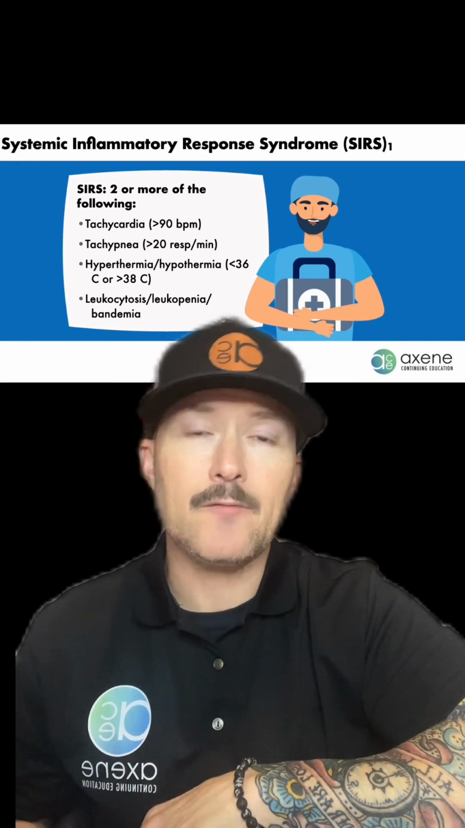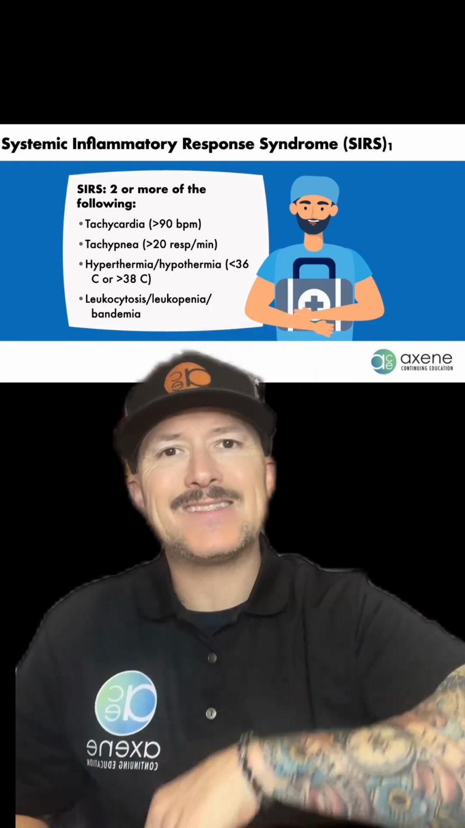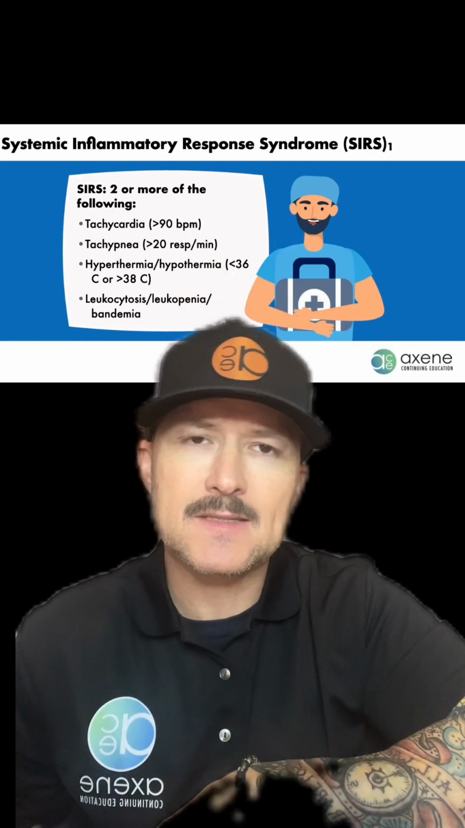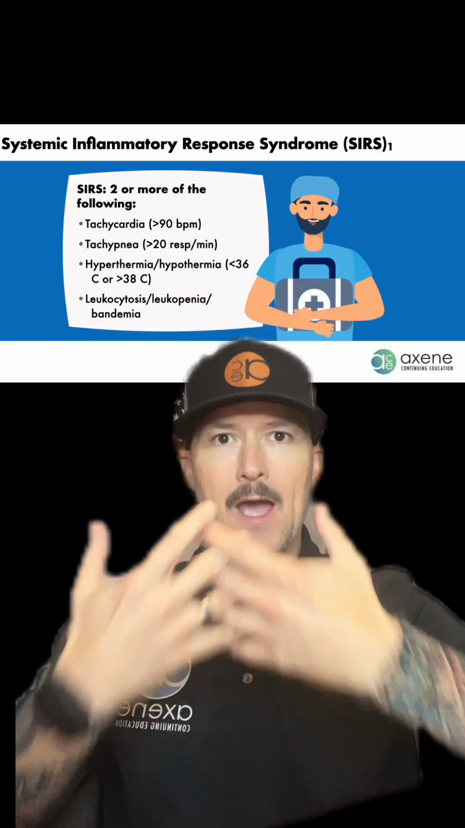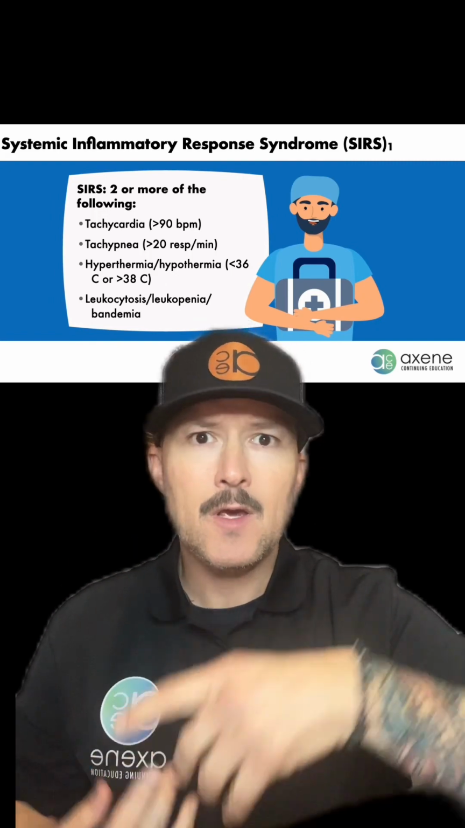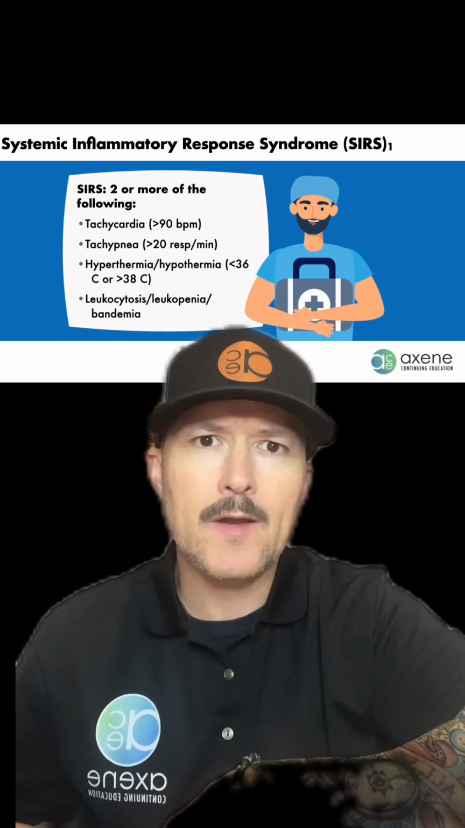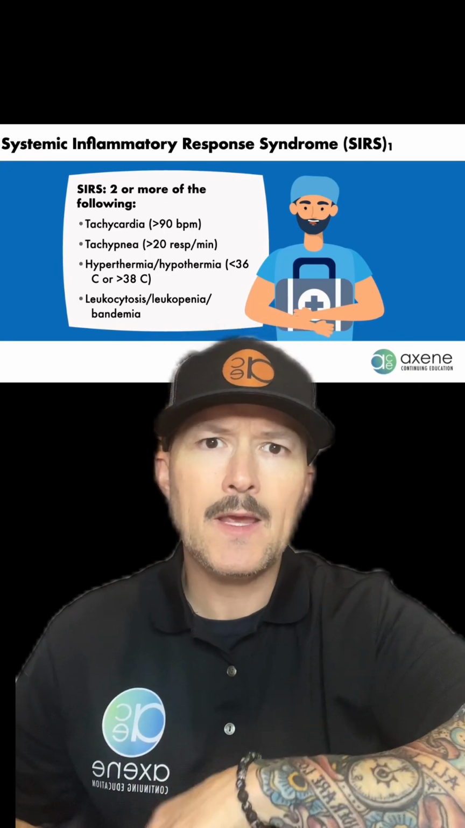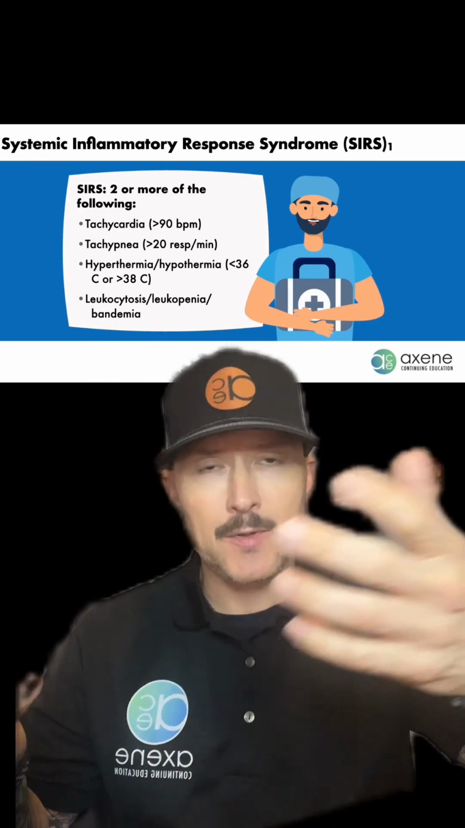Okay, so this first criteria is the oldest criteria in relation to sepsis, and this is the SIRS criteria, or the Systemic Inflammatory Response Syndrome. This is basically what happens in our body in the presence of an infection. So we have an elevated heart rate over 90, we've got an elevated respiratory rate over 20, and then we have hypothermia, or a temperature, right?